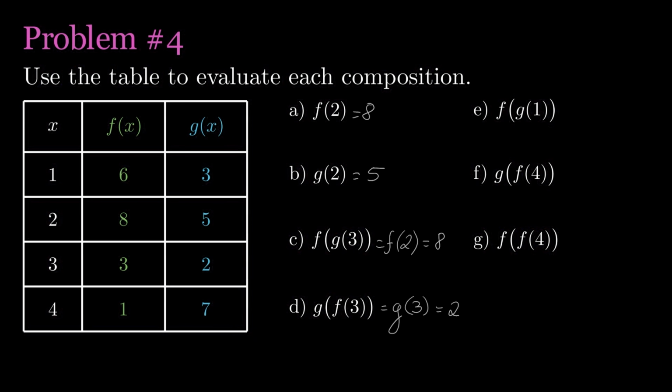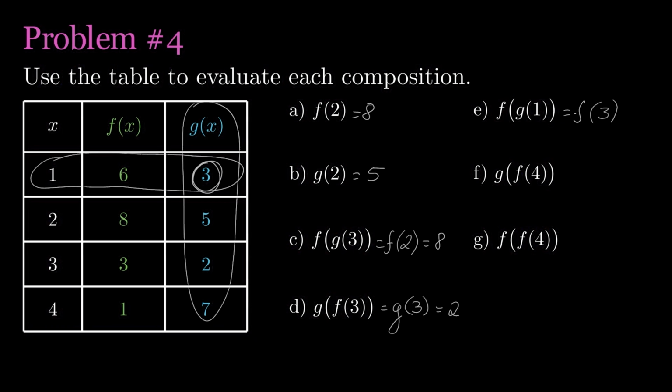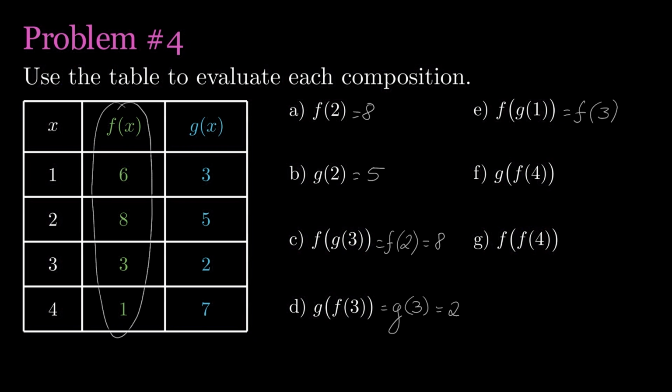In part E, it's f of g of 1, so we start with g of 1. So in the column for g, we look for the value corresponding to the input of 1, which is 3, as you can see. And that 3 becomes the input for the function f. And we already found f of 3 in part D. It was 3. Just to remind you, this column, that row, and here is that value of 3. So that's the final answer for part E.